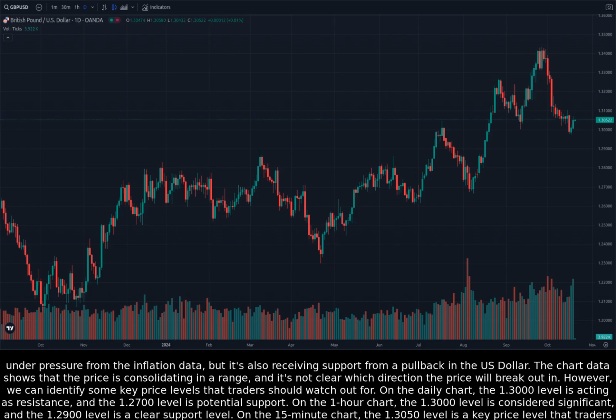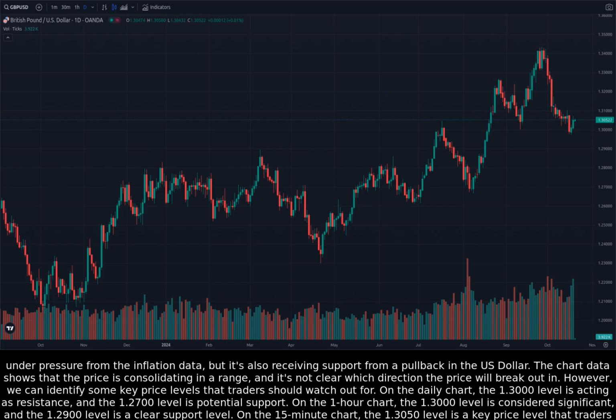Overall, it's difficult to say whether GBPUSD is currently bullish or bearish. The recent news suggests that the pound is under pressure from the inflation data, but it's also receiving support from a pullback in the US dollar. The chart data shows that the price is consolidating in a range, and it's not clear which direction the price will break out in. However, we can identify some key price levels that traders should watch out for.